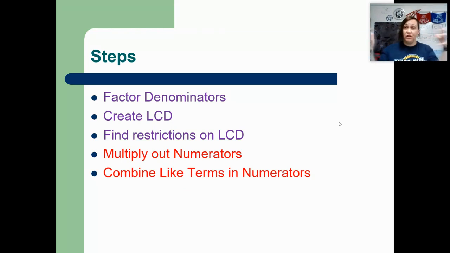Then we're smushing the fractions together and we're combining like terms in the numerators. So we're condensing, right? Making it smaller.